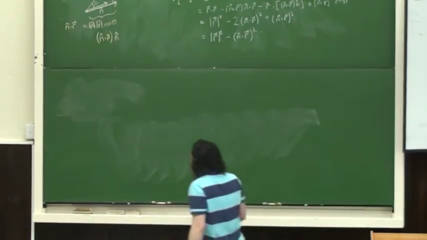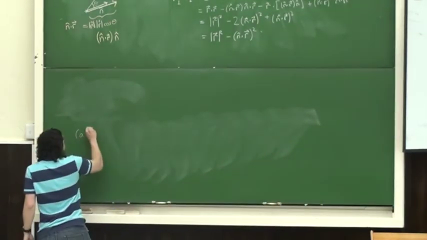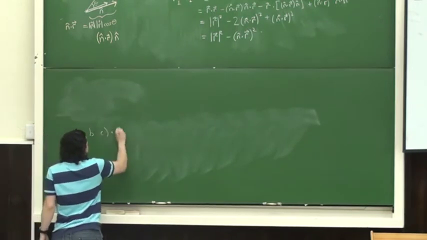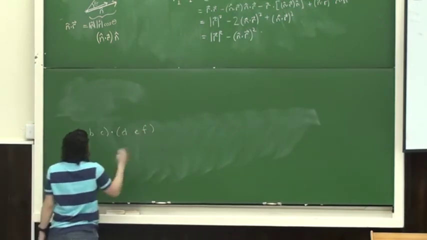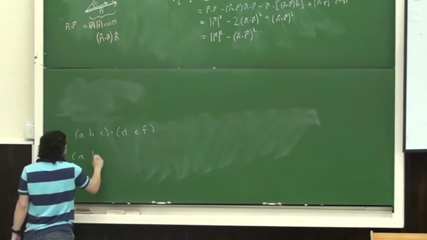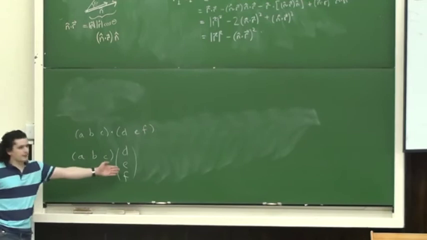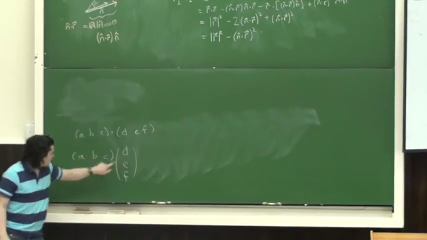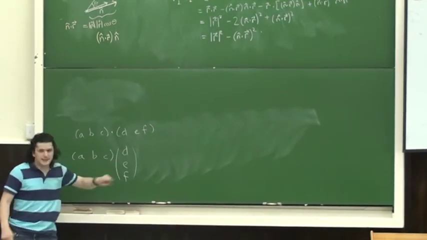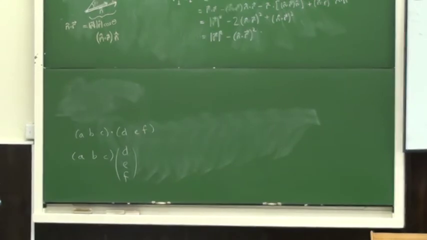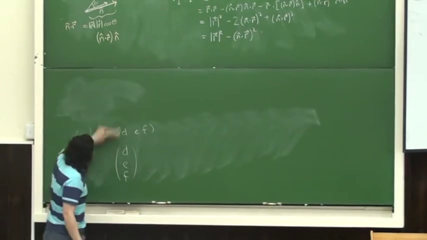So, I mean, if I want (A, B, C) dot (D, E, F), I could also just write it as (A, B, C) times (D, E, F). Row vector times column vector will give me the same answer: AD plus BE plus CF. So, instead of writing n dot r, I can write n transpose r. So let me try that and see what happens.